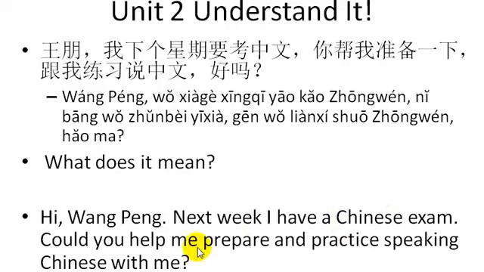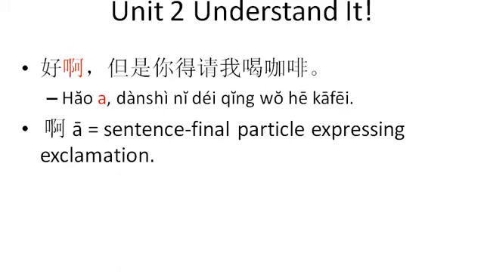For example, we have with me here at the very end. Could you help me prepare and practice speaking with me? Okay, but here we have the with me at the very beginning of this clause. Okay, that's where it must go in a Chinese sentence. So try and become aware of how Chinese express things and notice how they're different from the way we express things.